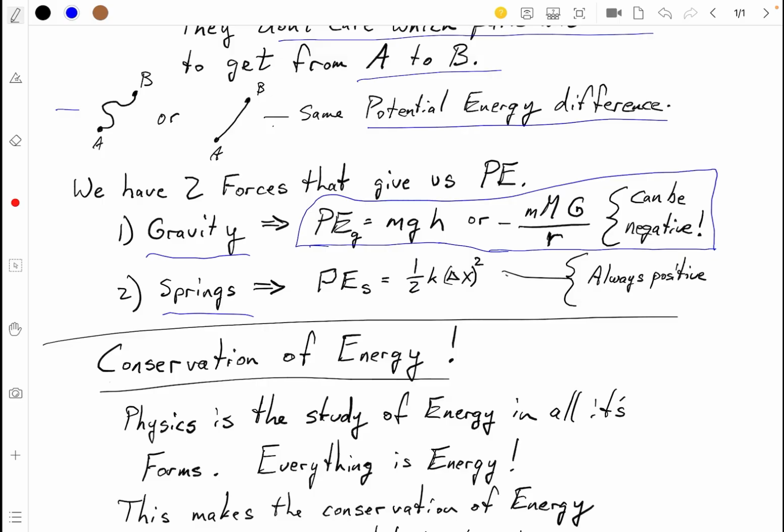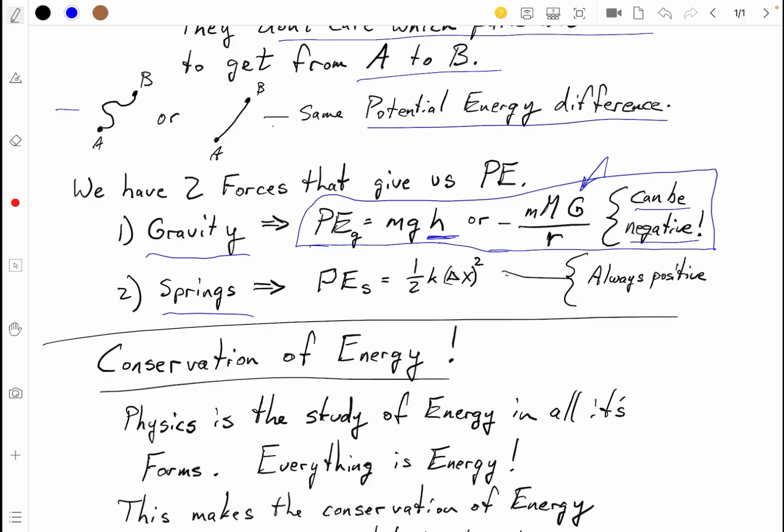So these can be negative. You're in a hole, basically. You're in a gravitational well. Your height could be in a well. You could have dug a hole and stuck something into the hole, and you want to know what its potential energy is. Well, you have to provide energy to get that thing out of the hole. So you have negative potential energy.